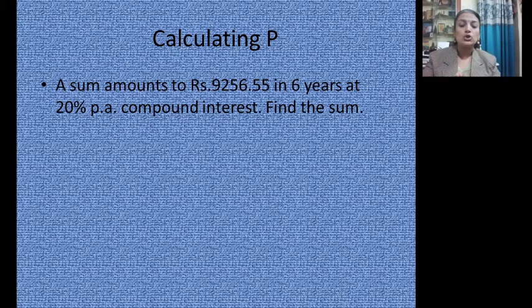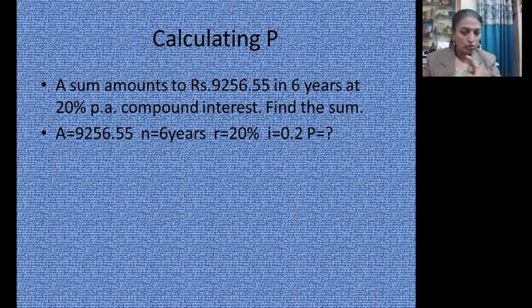A sum amounts to, again we are given the amount, 9256.55. This is our amount. In 6 years, N is equal to 6. At 20%, R is equal to 20%. That means I is equal to 20 divided by 100, 0.20. Now find the sum, that means calculate P. A is equal to 9256.55, N is equal to 6, R is equal to 20, I is equal to 0.2. What is P?